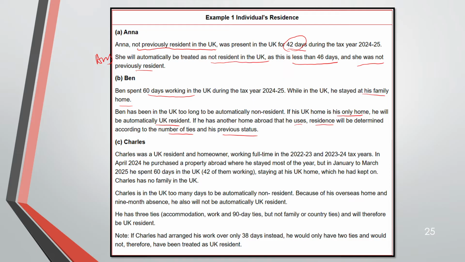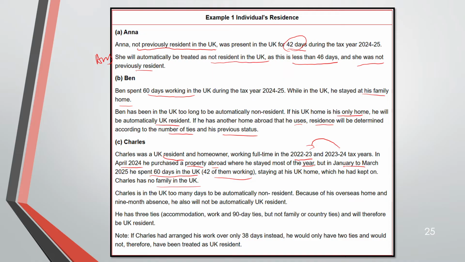Okay. Coming to Charles. Charles was a UK resident. In this, you see, previous tax year. This is the previous tax year. He's a UK resident and working full time. But in April 2024, he purchased a property abroad. Most of the year he stayed there only. But from January to March, he spent 60 days in UK. 42 of them are working. Okay. Charles had no family in UK. So they are giving all the ties.